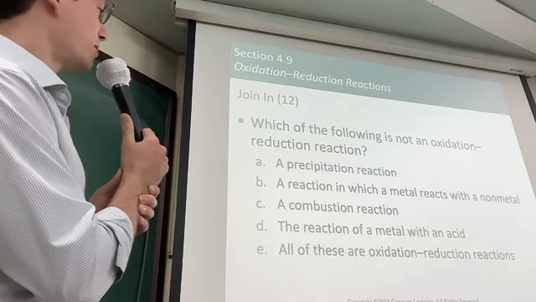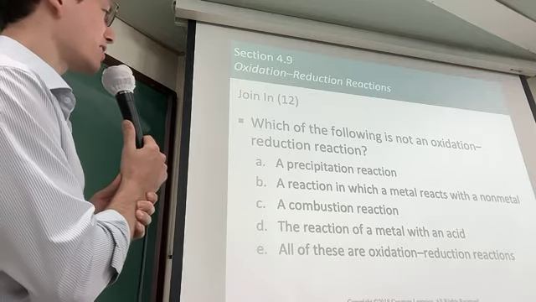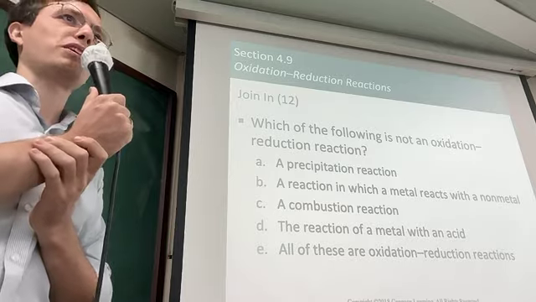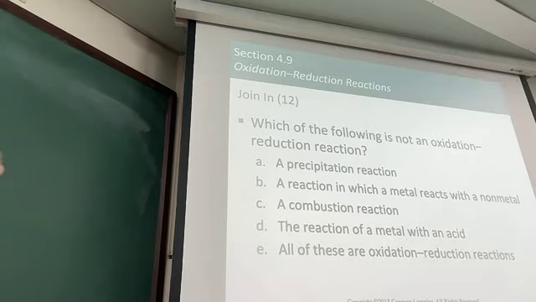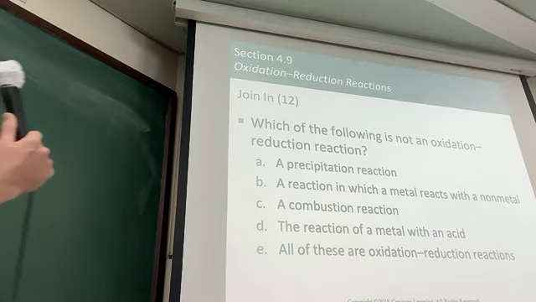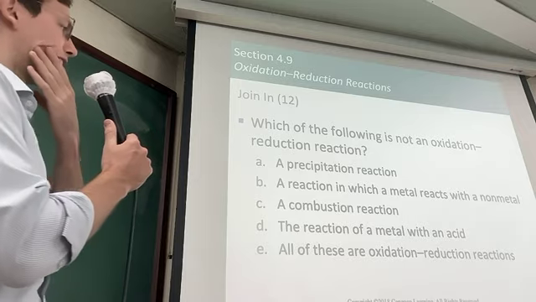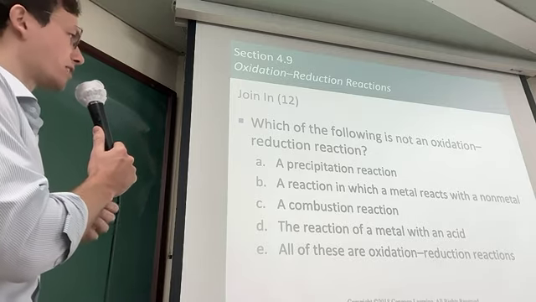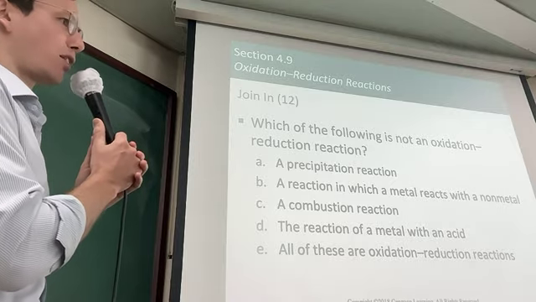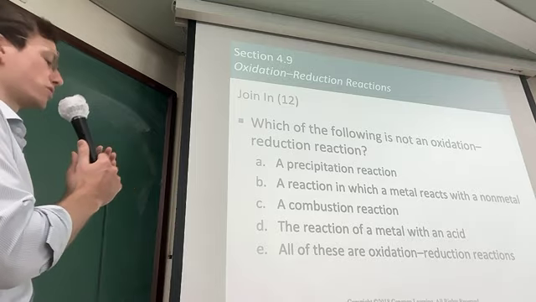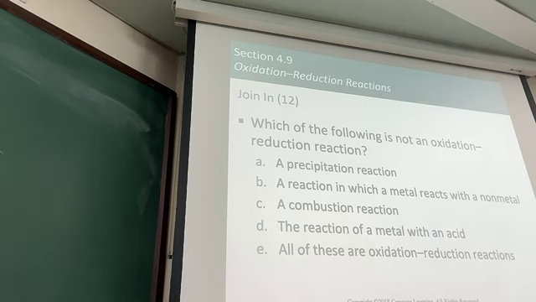Okay, reaction of a metal with an acid. Who thinks that this would be an example of oxidation reduction reaction? Yeah, this is also an example. So the metal will become oxidized usually in the acid, and then something will be reduced in the acid. For example, the protons can be reduced to hydrogen.